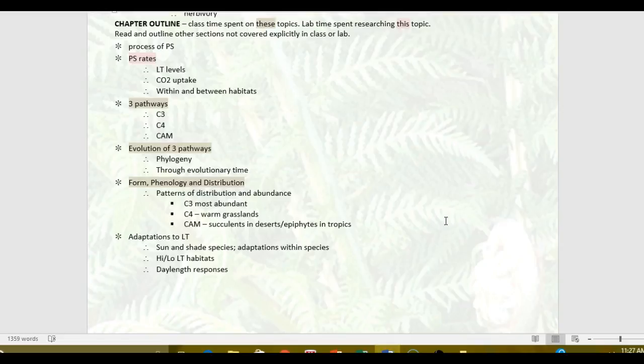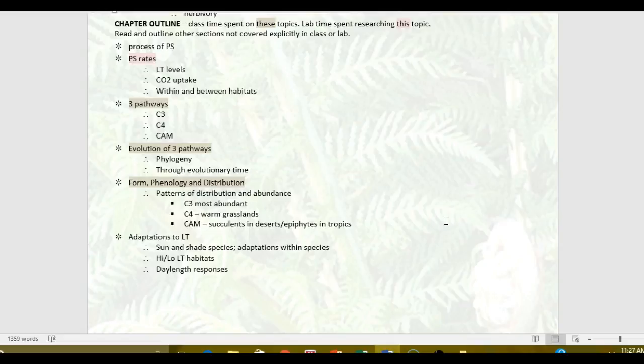Okay? Again, we're going to look at our three pathways, in a little bit more detail after a quick review: C3, C4, and CAM. And we'll talk about the evolution of the three pathways. We'll look at phylogeny and how they developed through evolutionary time. We're going to look at form, phenology, which is basically just a timing aspect of the way things unfold in the life of a plant. Seasonality, if you want to think about it that way.